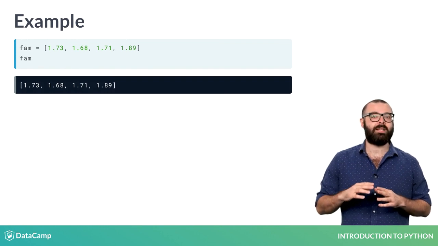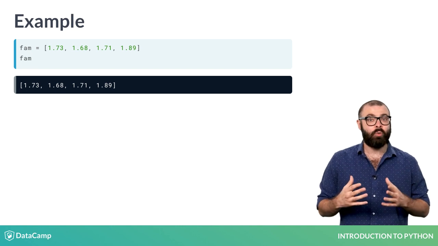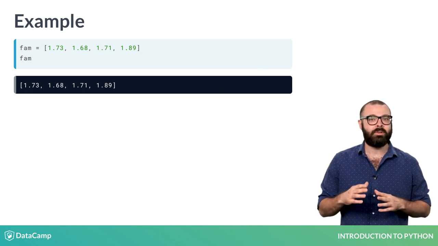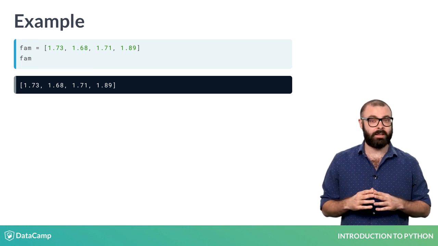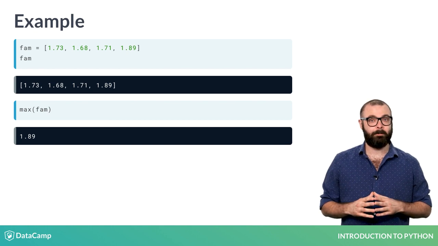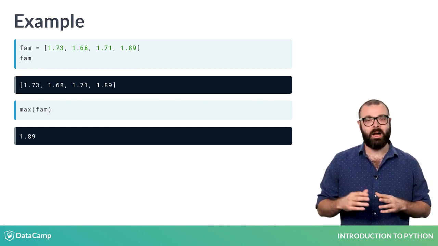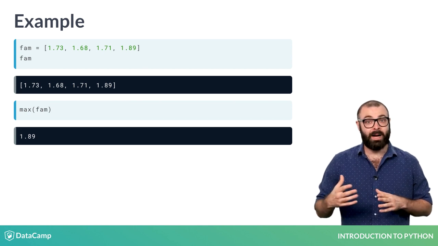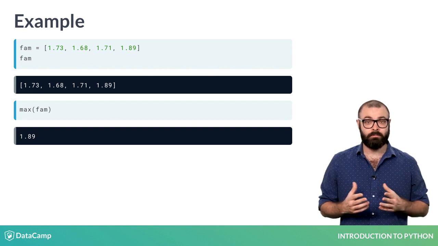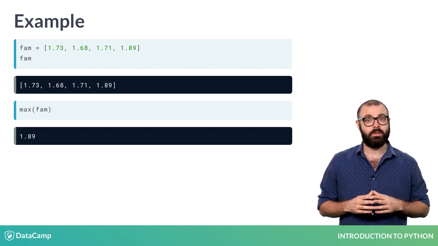Suppose you have the list containing only the heights of your family, fam, and say that you want to get the maximum value in this list. Instead of writing your own piece of Python code that goes through the list and finds the highest value, you can also use Python's max function. This is one of Python's built-in functions, just like type. We simply pass fam to max inside parentheses. The output makes sense, 1.89, the highest number in the list.